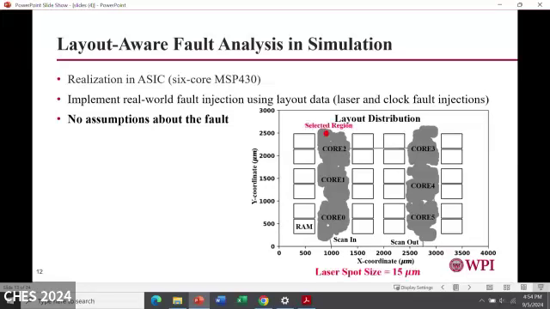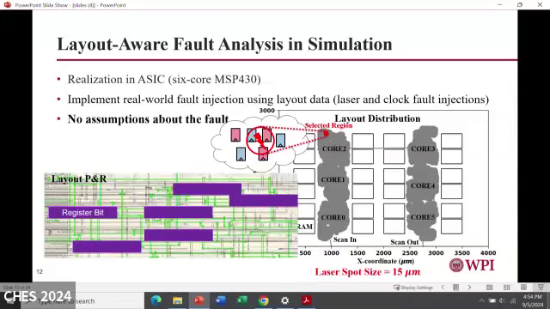What we did for the laser is randomly select a region, and for this region, you need to select a size. Basically, we're mimicking the laser spot size. Whatever the laser hits, we consider those registers as faulty in the testbench. Same thing, this is the actual place and route for our chip. All these rectangular purple areas are register bits, standard cells. Whenever the selected region hits, we consider all the registers within it as faulty. That's how we implement the layout-aware fault analysis in our simulation.